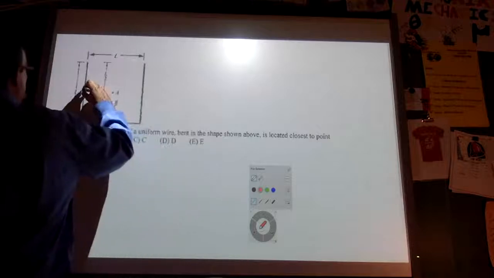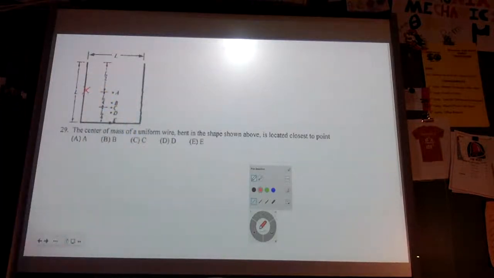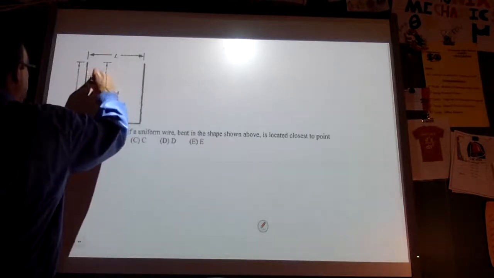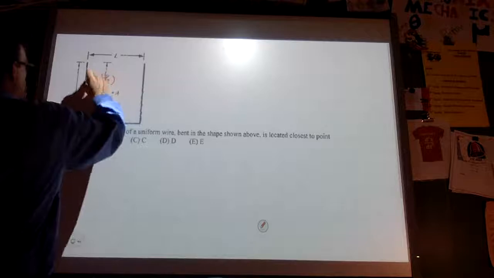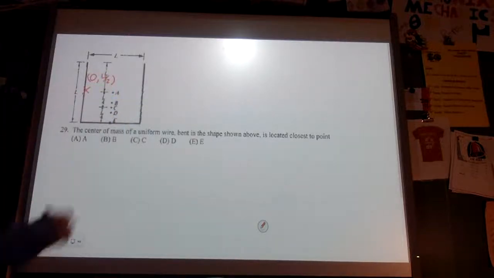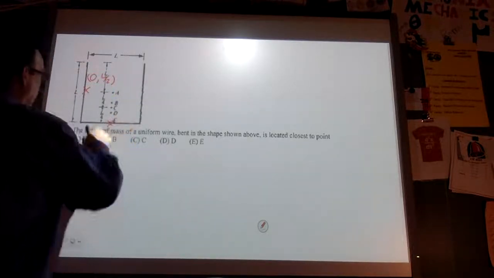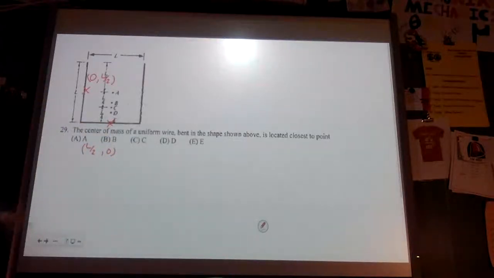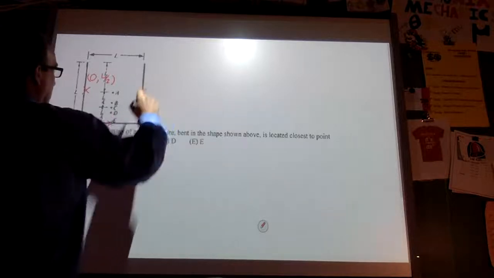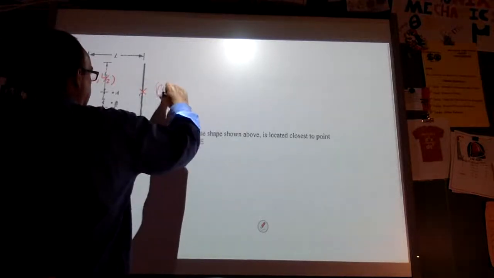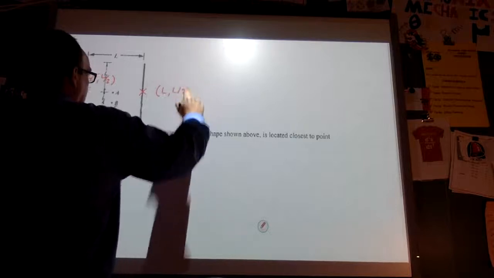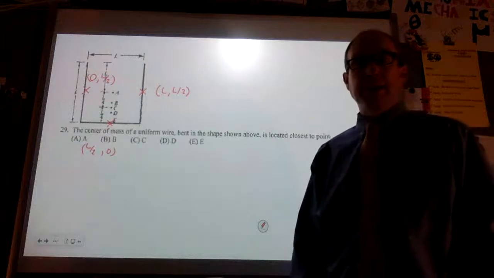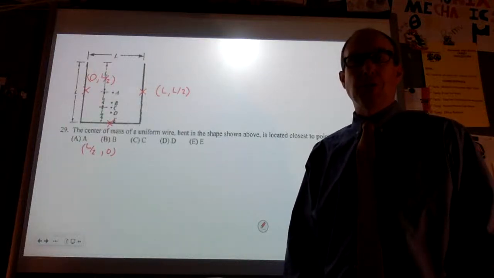So I'm going to say that I have mass here, and this location is 0, comma, L over 2. I have mass here, and this location is L over 2, comma, 0. And I have mass here, and this location is L, comma, L over 2. Now, you can do this for X, Y, and Z. But really, I'm concerned with Y.